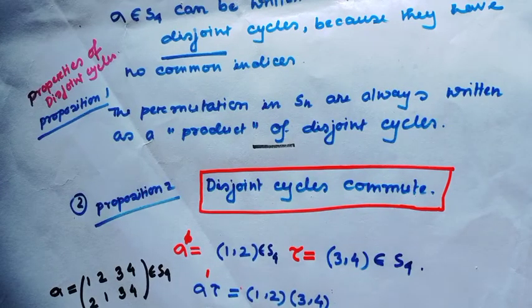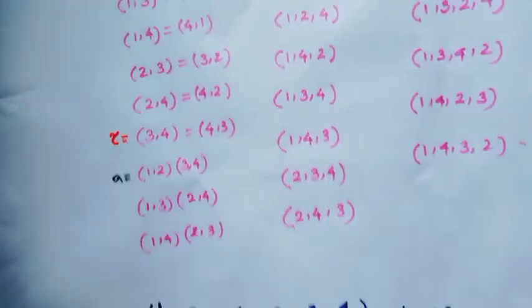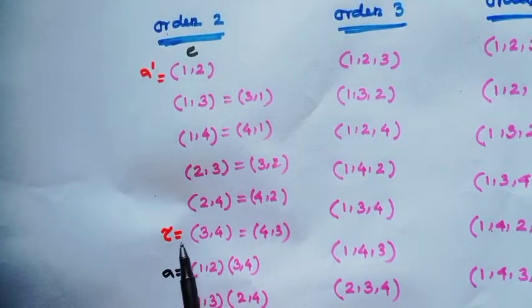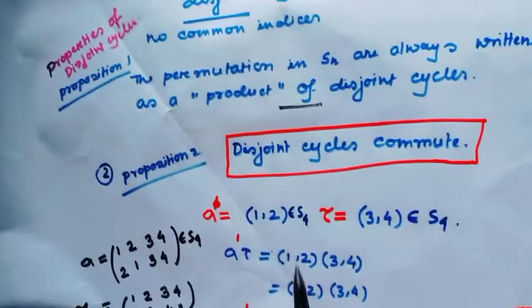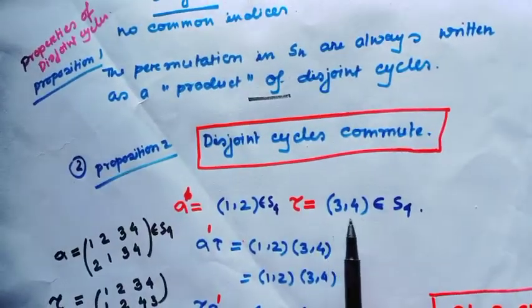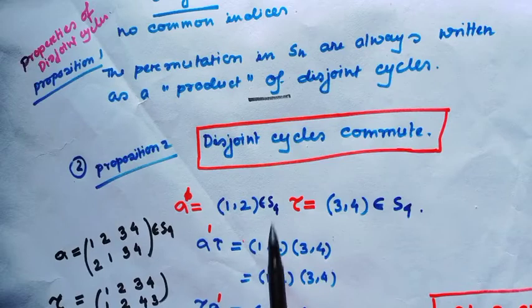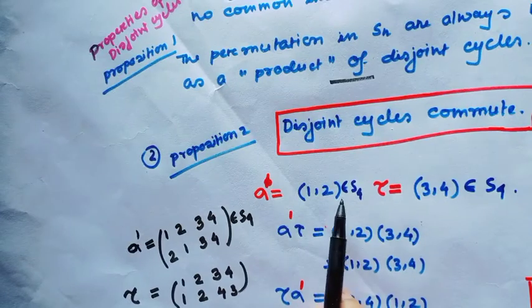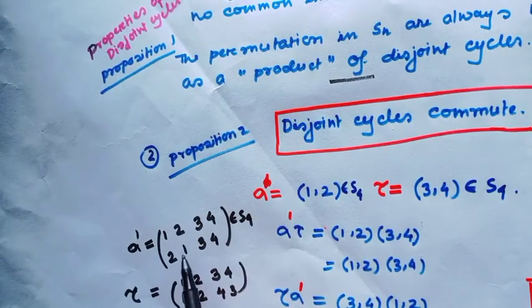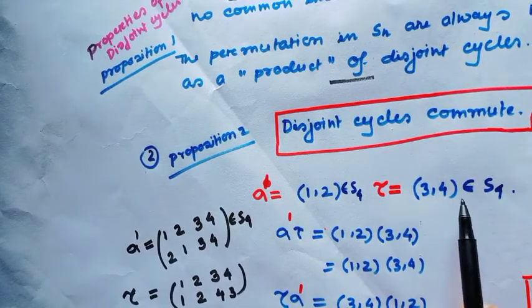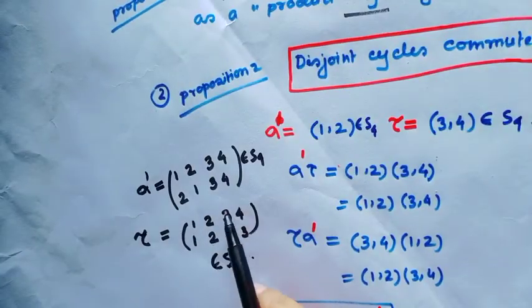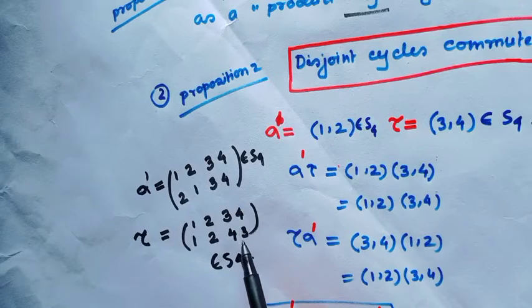Let's consider 2 elements. Let's consider this is sigma dash, which is in S4, and this is tau. This is sigma dash and this is tau, a member of S4. And sigma dash equal to the cycle (1 2), means 1 goes to 2, 2 goes to 1, 3 goes to 3, 4 goes to 4. And the cycle (3 4) is, we all of us know, 1 goes to 1, 2 goes to 2, 3 goes to 4 and 4 goes to 3.